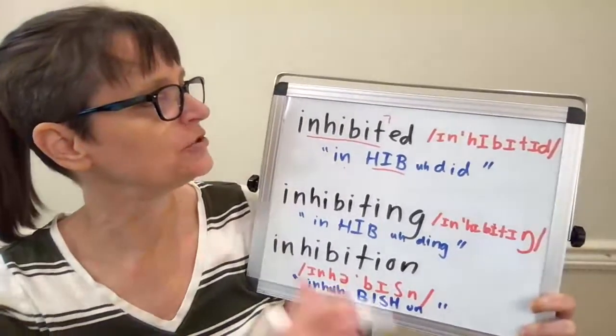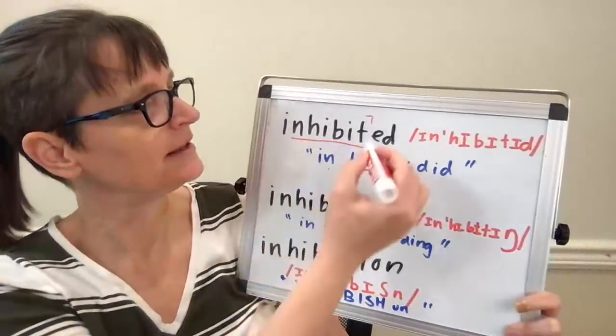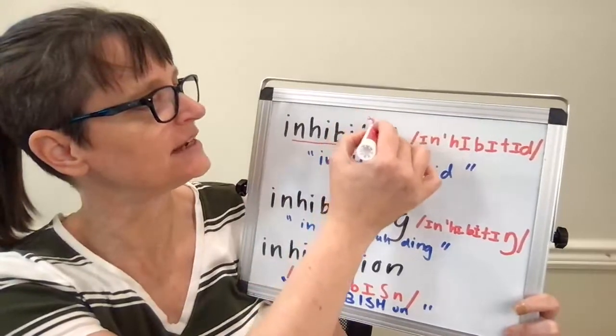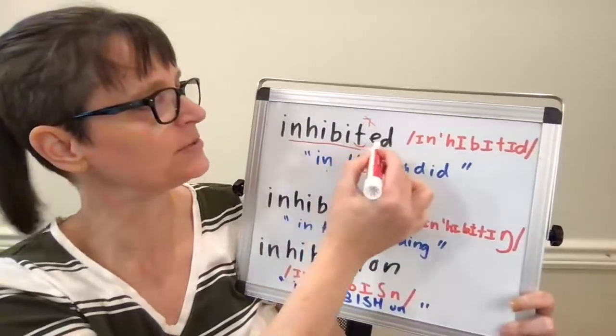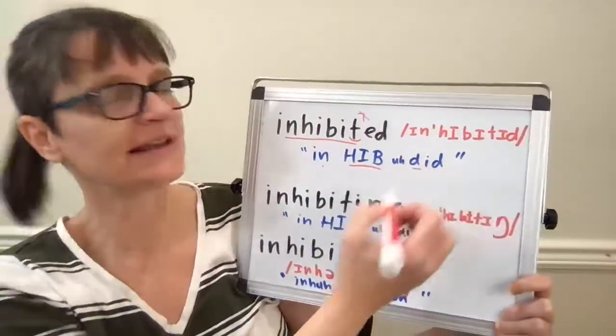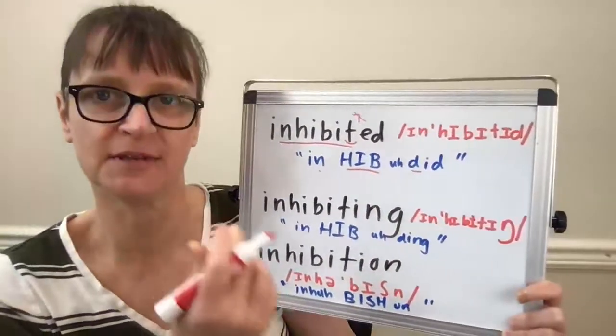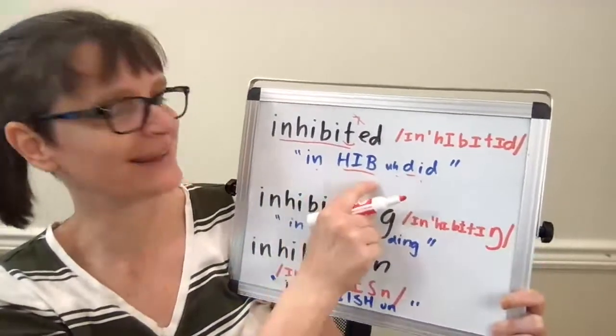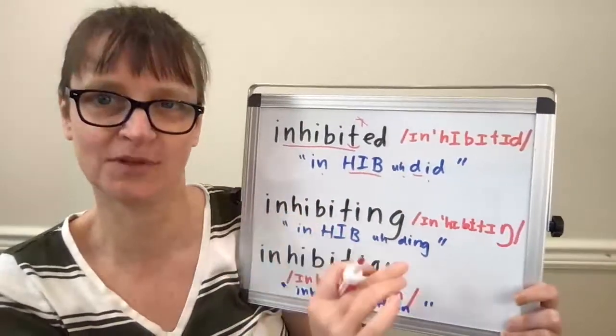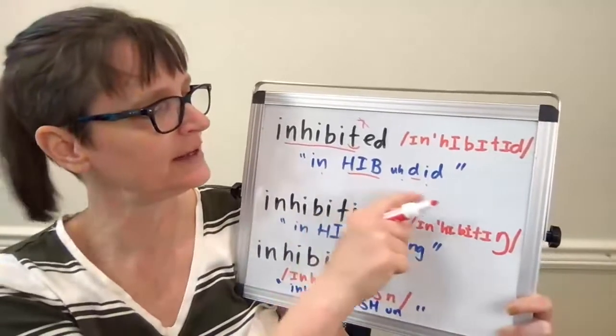When I change to inhibited, this stopped T changes to a flap T because it's now between two vowel sounds, and it sounds more like a D, inhibited. The stress is still the same with the main length and stress on the hib syllable, the second syllable, inhibited.